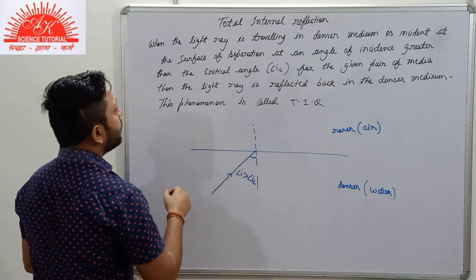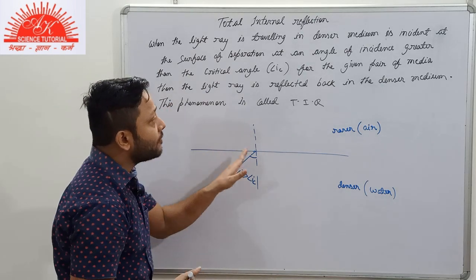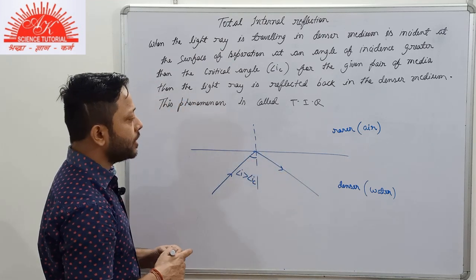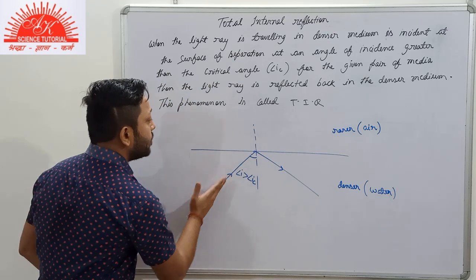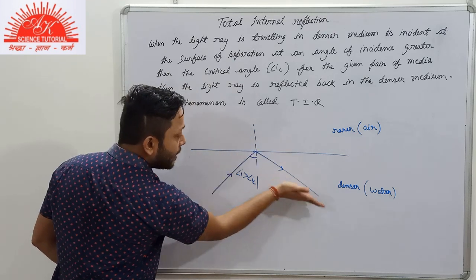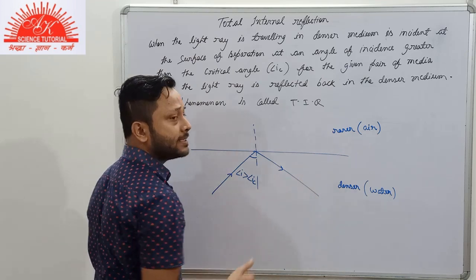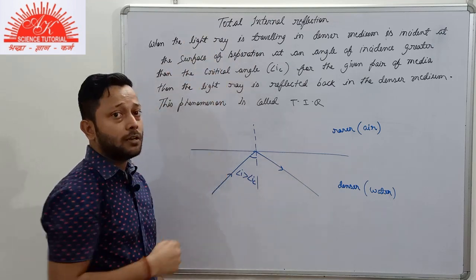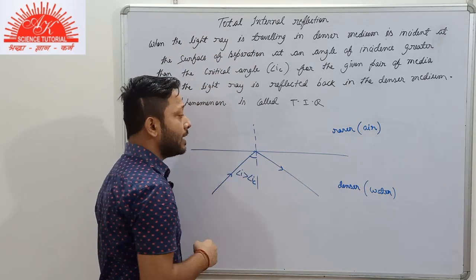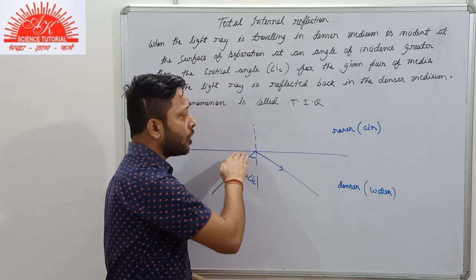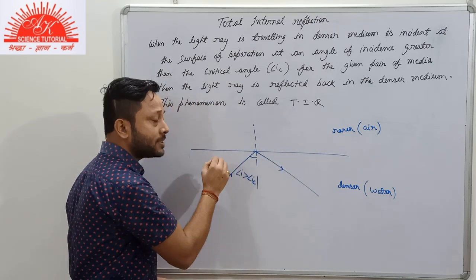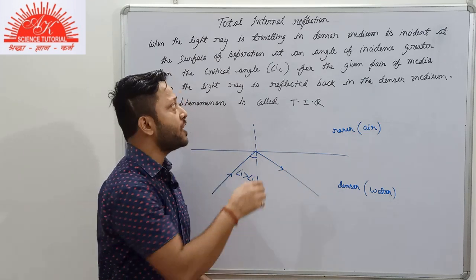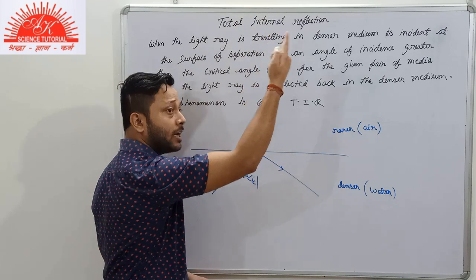then the light ray is reflected back in the same denser medium. Here the denser medium is water. The light ray is totally reflected back in the denser medium only. You might think, sir, why are we using the term total here? Because the light ray is not being refracted or absorbed at all. The 100% intensity of light is reflected in the denser medium. That is why we use the term total internal reflection.